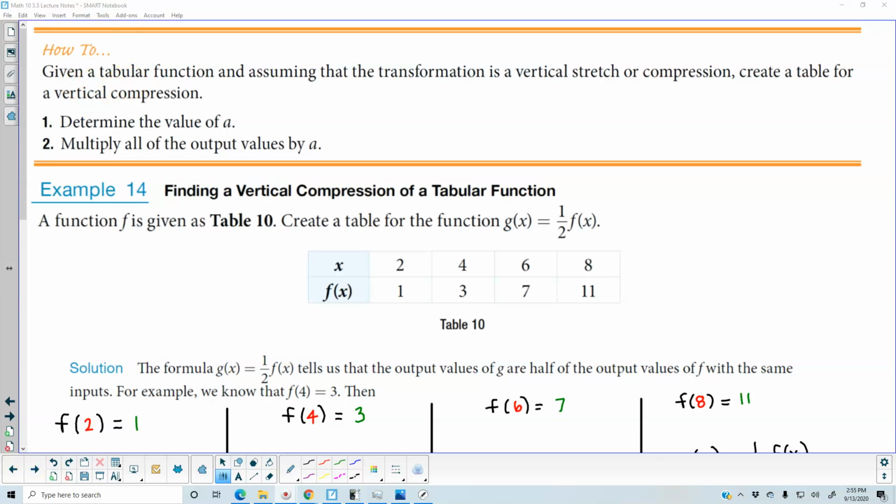Okay, if we're given a tabular function and assuming that the transformation is a vertical stretch or compression, we want to create a table for a vertical compression. Now, determine the values of A and then multiply all the output values by A.